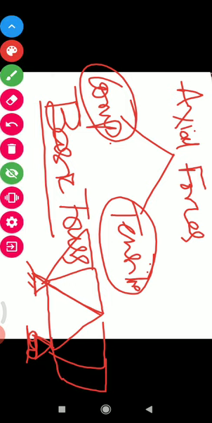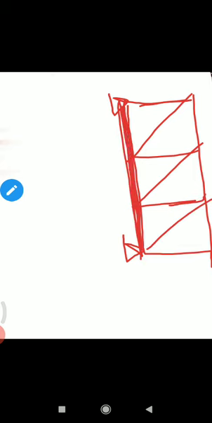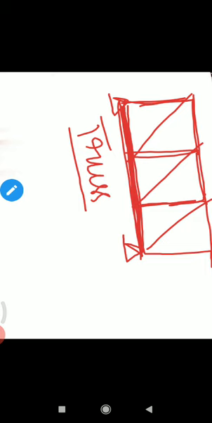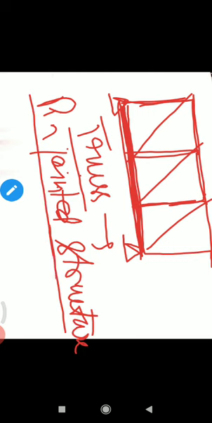Okay, so you may have seen trusses on railway platforms or foot over bridges. It's actually a structure with members arranged in triangular fashion. This is the foot over bridge where we walk, and these are the members which are arranged. So this structure is known as truss. Truss is also known as pin jointed structure.